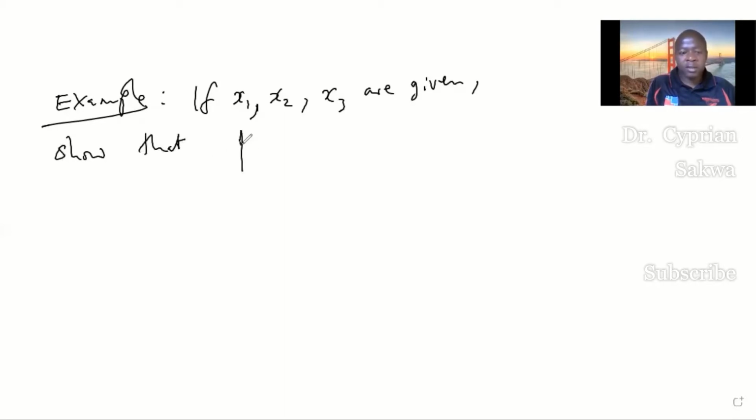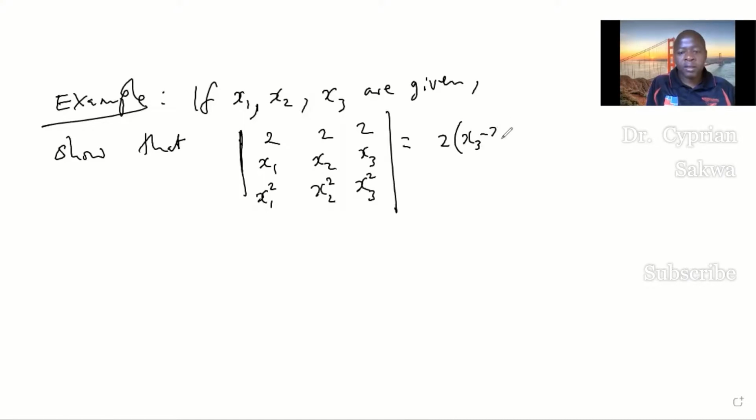the determinant of 2, 2, 2, x1, x2, x3, x1 square, x2 square, x3 square would be the same as 2 multiplied by x3 minus x2, x3 minus x1, and x2 minus x1. So the question is, show that this determinant is the same as that.